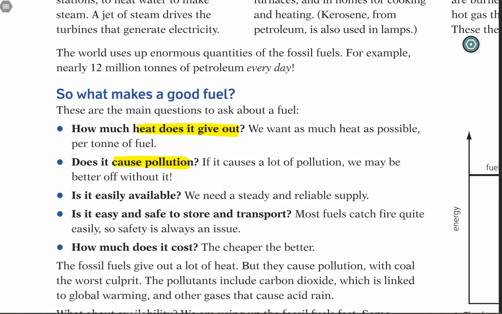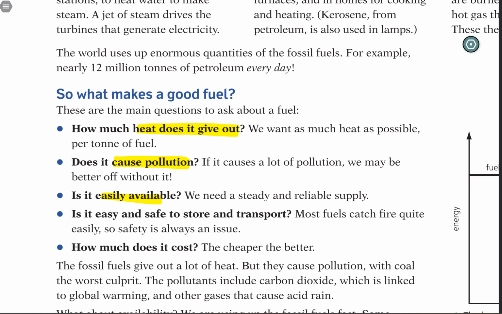Also, we have to consider if the fuel is easily available or not. For example, in an oily country, the fossil fuel can be considered a good fuel because it's easily available and it's cheap. But in countries which don't have oil, fossil fuels are not a good option.